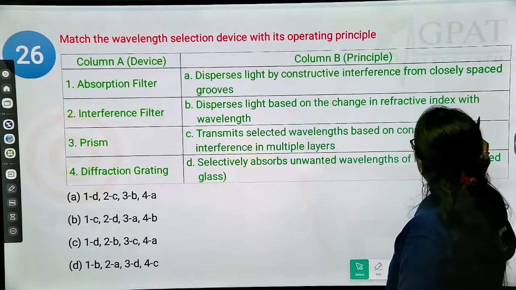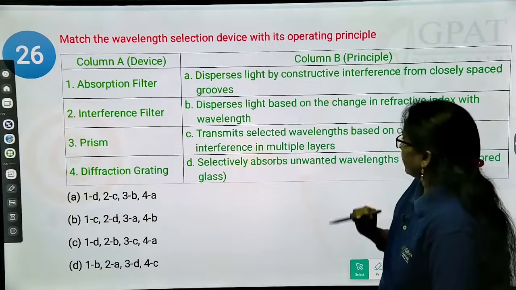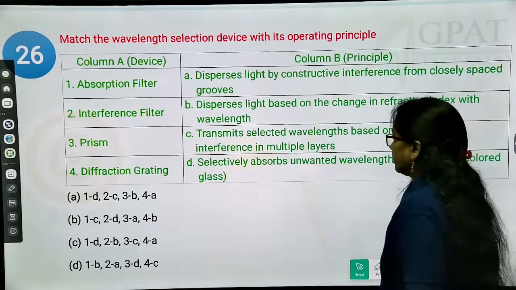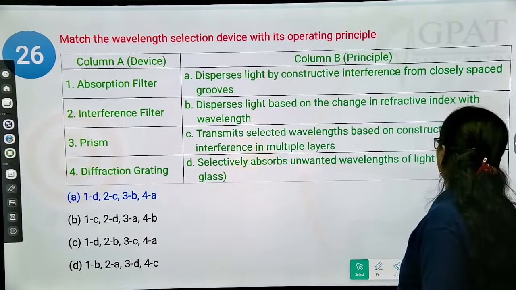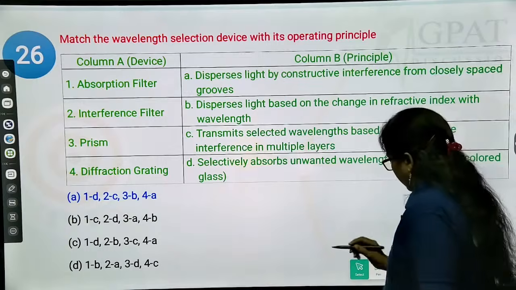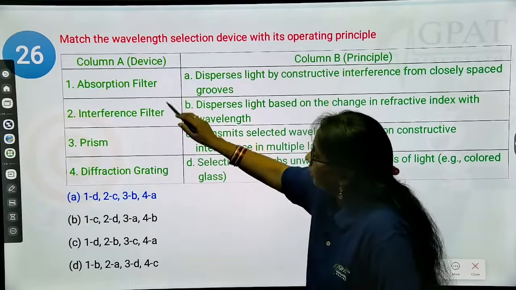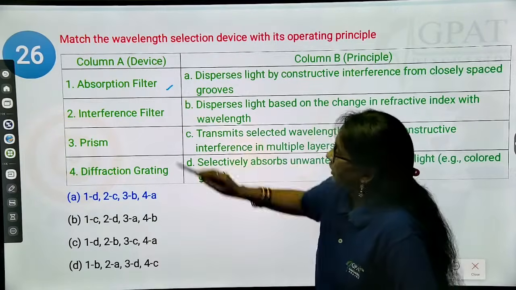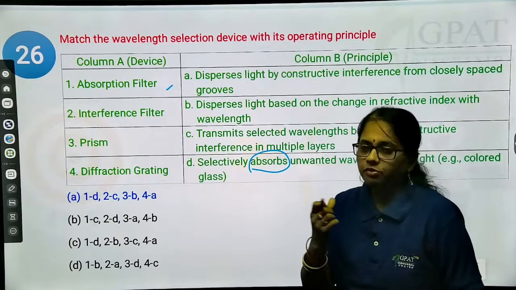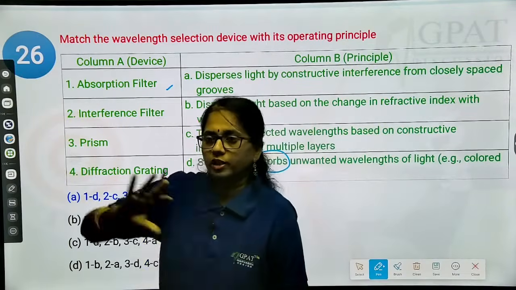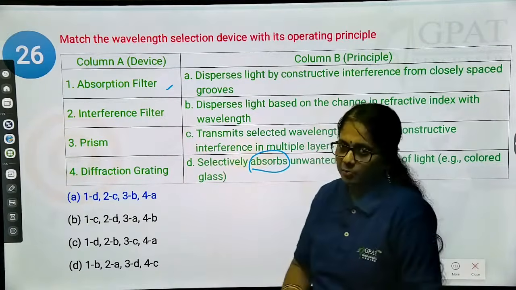Disperse the light based on the change in the refractive index with the wavelength, and transmits the selected wavelength based on the constructive interference in the multiple layers, whereas selectively absorbs the unwanted wavelengths of the light, that means colored glass. In this, the colored glass filters are going to be used in case of the absorption filters. Okay, selectively absorbs the unwanted wavelength of the light, only allows the required radiation. So those are going to be called as absorption filters.